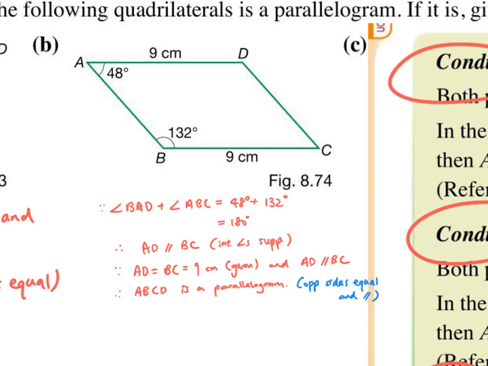I first prove AD parallel to BC because of interior angles supplementary. And then we have to write that there is 1 pair of lines equal and 1 pair of lines parallel. They are the same pair of lines. And then you can draw the conclusion and write the reason after that.